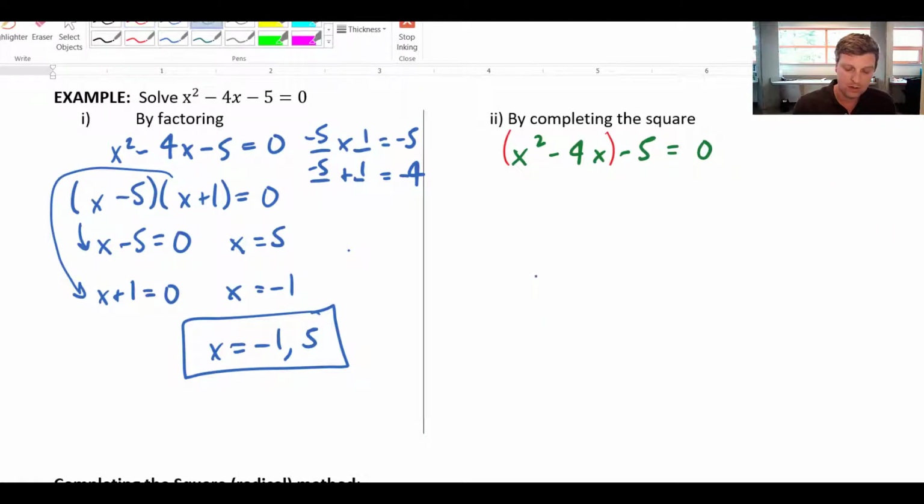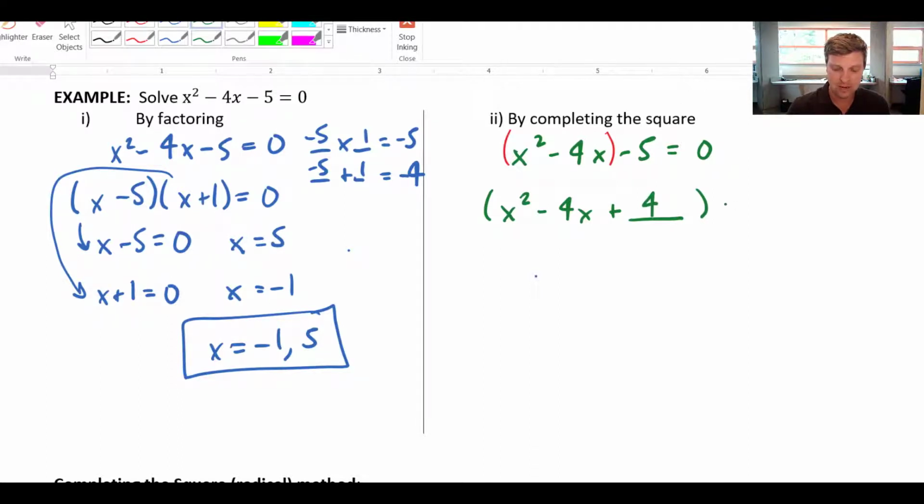What we're going to look for is what could we add here to x squared minus 4x that would make this a perfect square? You recall that half of this number squared is what's going to make the perfect square. So half of -4 is -2. That number squared is 4. So I'm going to add a 4 there.